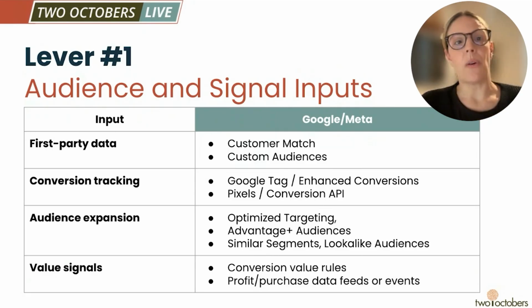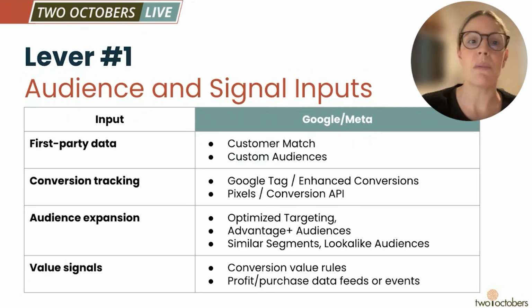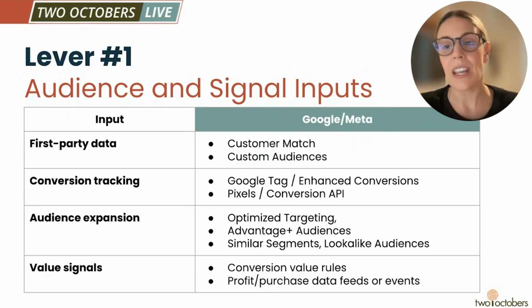So the one thing to know about this first lever, which is audiences and signal inputs, is that we really need to have that first party data to give to the system. It's going to help find your customers. It's going to help find the prospects. And this can be with match lists from customers. It could be target audiences that you want to reach. All of these are used to define who it is that you want Meta or Google to locate.